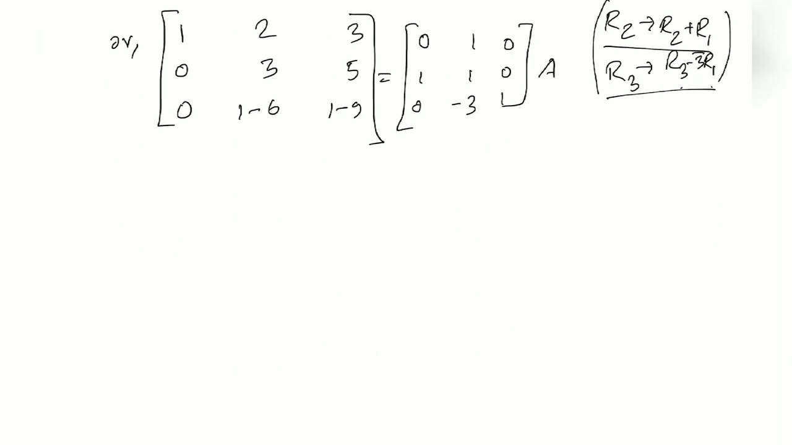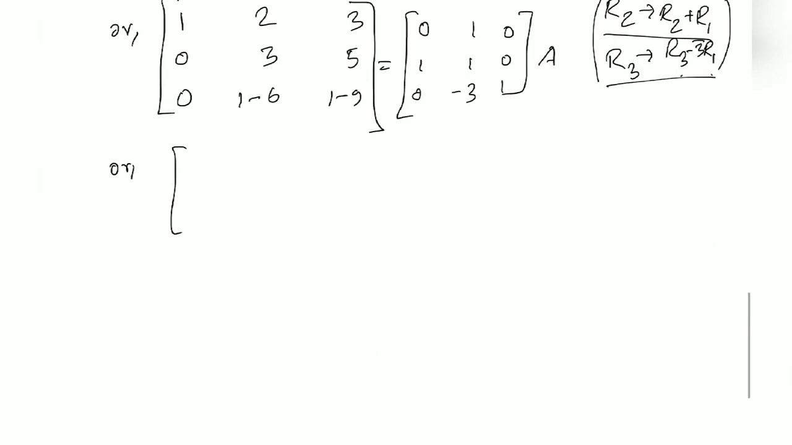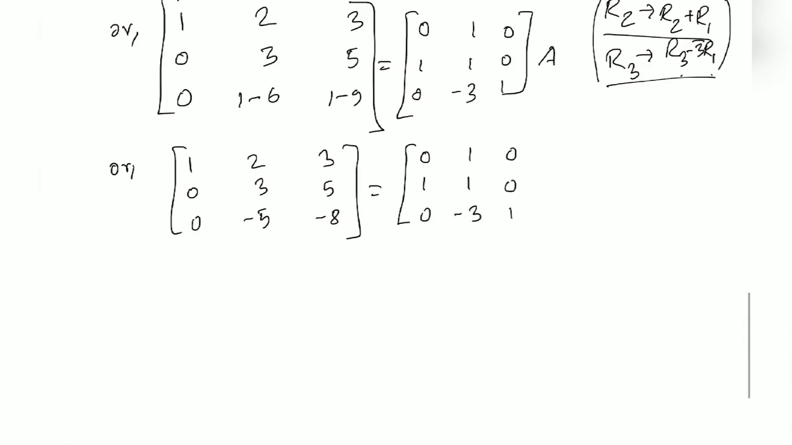Now let's move to another step. We need to convert more elements into 0 and 1, right? Now let us write after simplifying: 1, 1, 0, 0, minus 3, and 1. Let us write in A.